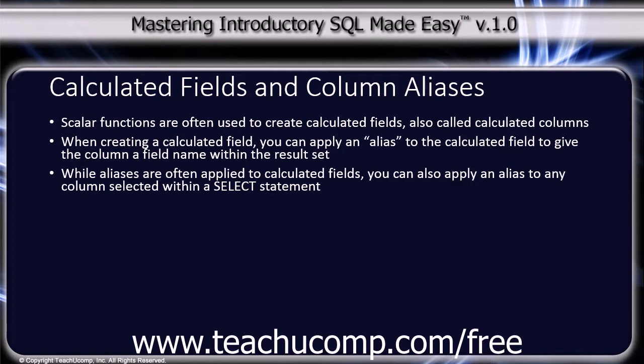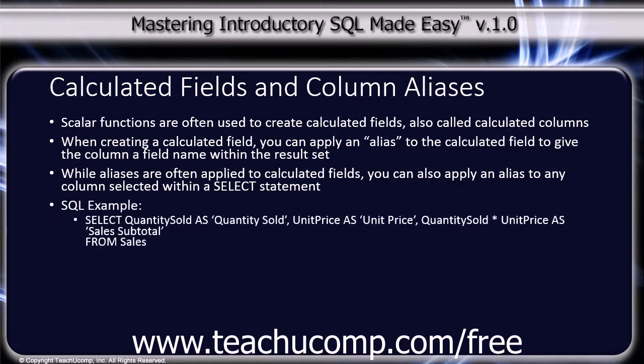You could create a simple query that would contain the following SQL. Select quantity sold as 'quantity sold' with single quotes around it, unit price as 'unit price' with single quotes around it, quantity sold times unit price as 'sales subtotal' with single quotes around it, from sales.